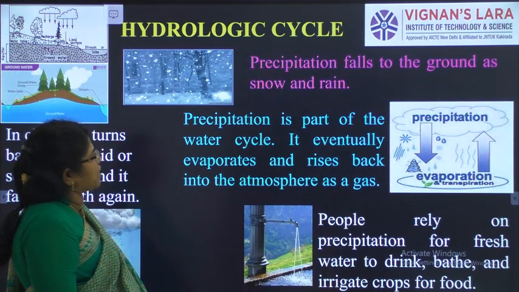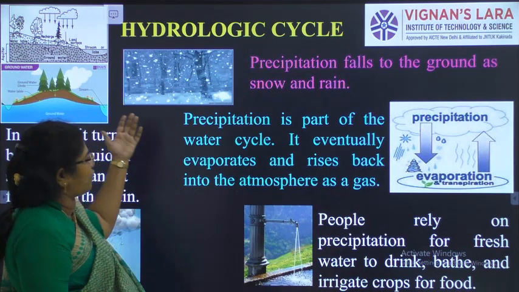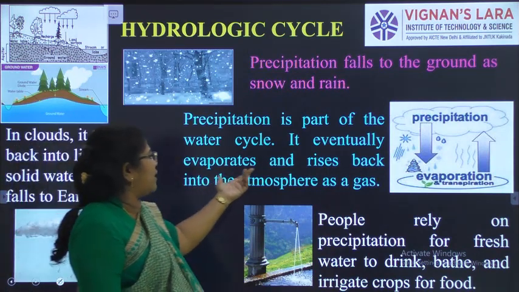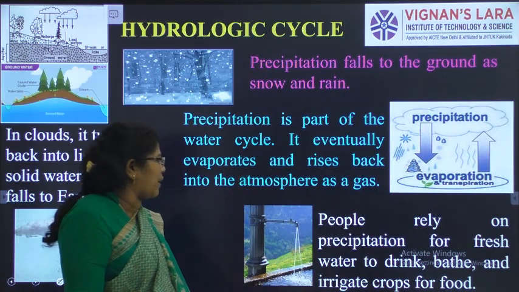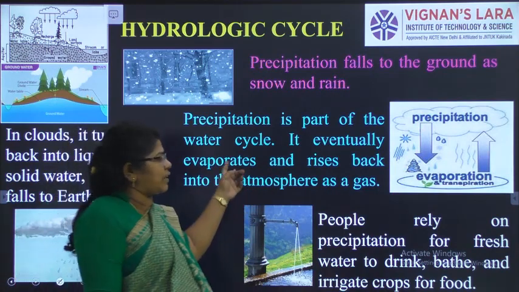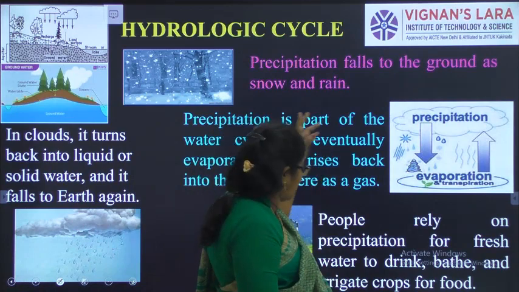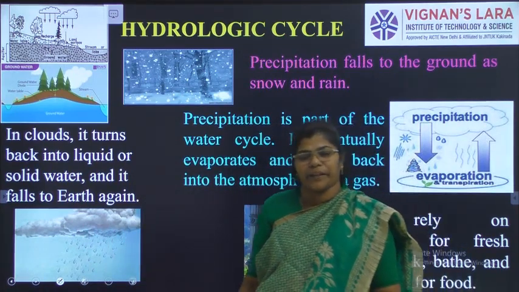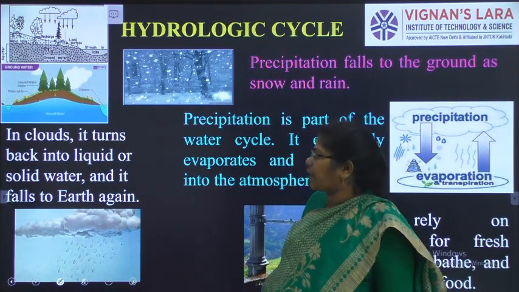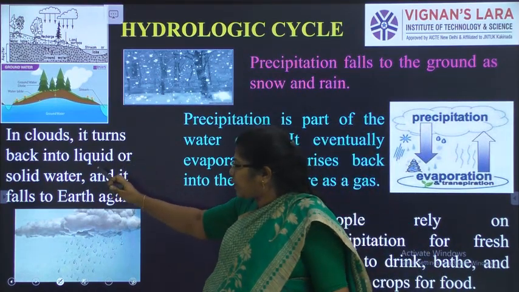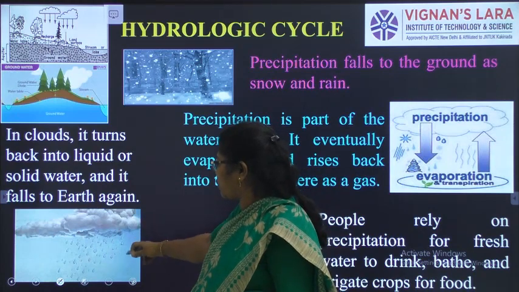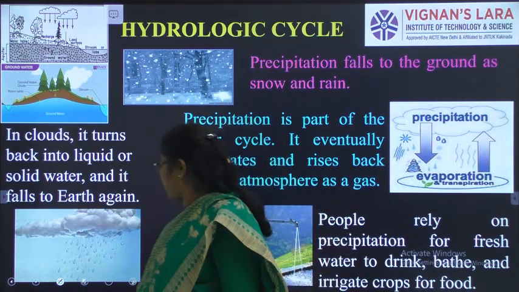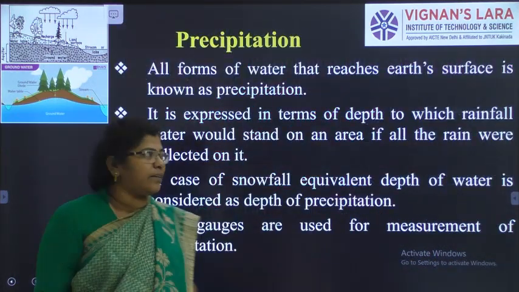And the other type of precipitation is snow and rain. All of us know what snow is, what rain is. It eventually evaporates and rises back to the atmosphere as a gas, which is the main formation of the clouds again. So mostly people rely on this precipitation of water for drinking and other purposes. In the clouds it turns back into liquid water and falls to the earth's ground, which people are mainly relying on, right?